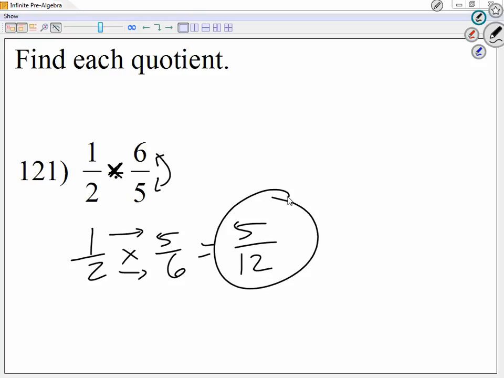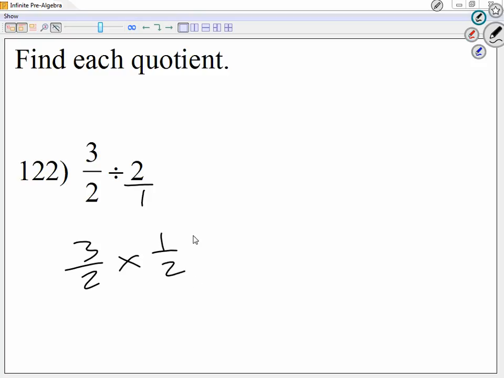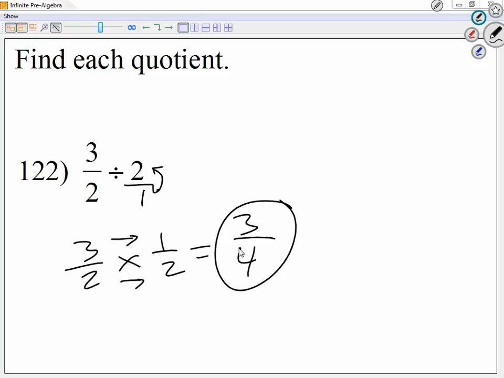Any questions up until 126? Yes. 122? All right. Let's take a look at 122. The 2, since we're dealing with fractions, make that a fraction by putting a 1 at the bottom. So I'm going to call this 3 over 2 times 1 half. Do notice that I flipped my second fraction. Now just go straight across. 3 times 1 on top, 2 times 2 at the bottom. My answer is 3 over 4. Right. Any other questions up until 126? 124?